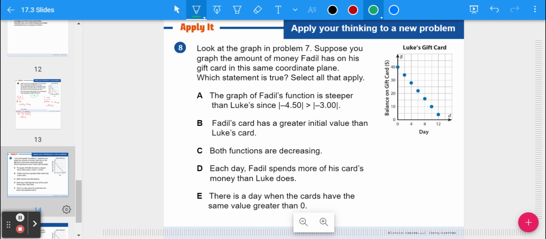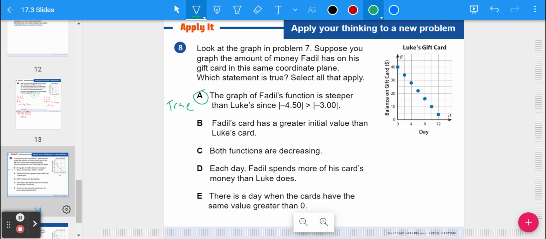Well, let's look at this thing right here. It says the graph of Fadil's function is steeper than Luke's since the absolute value of negative 4.50 is greater than the absolute value of negative 3. That is true because it's steeper, because Fadil's is actually, he's losing more money faster.